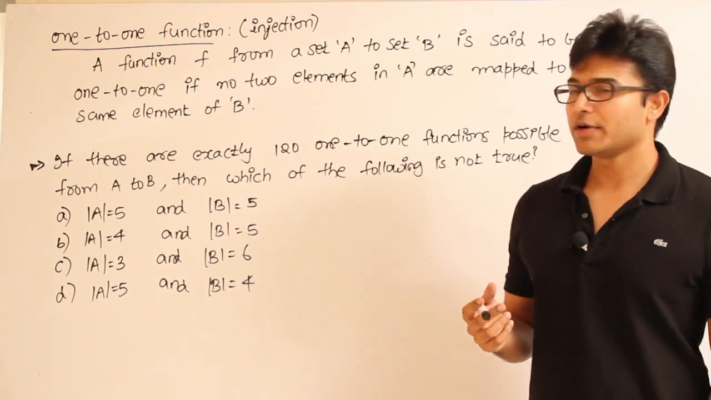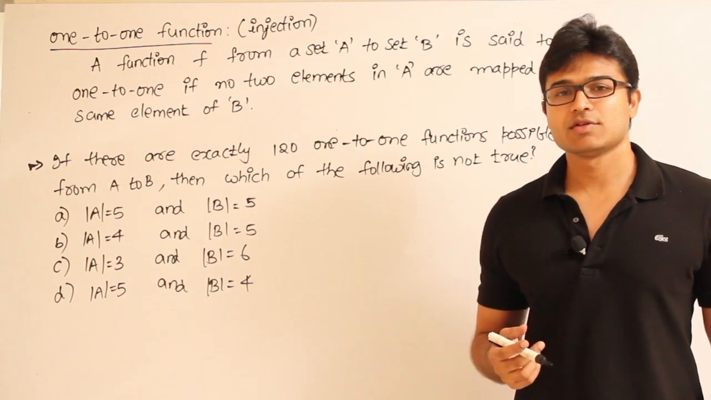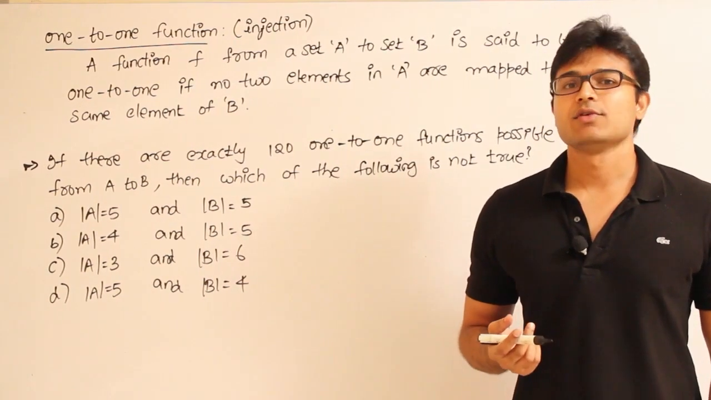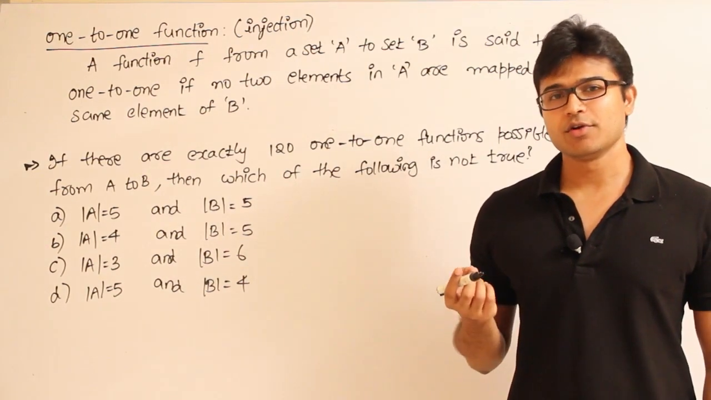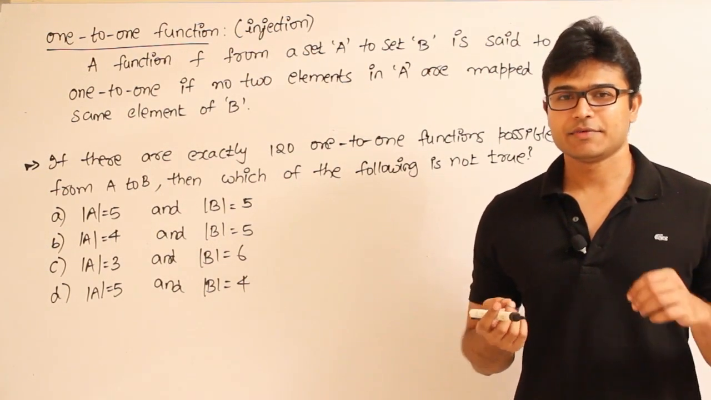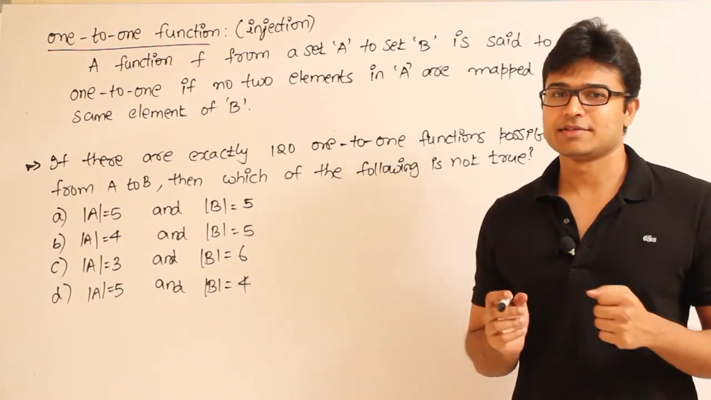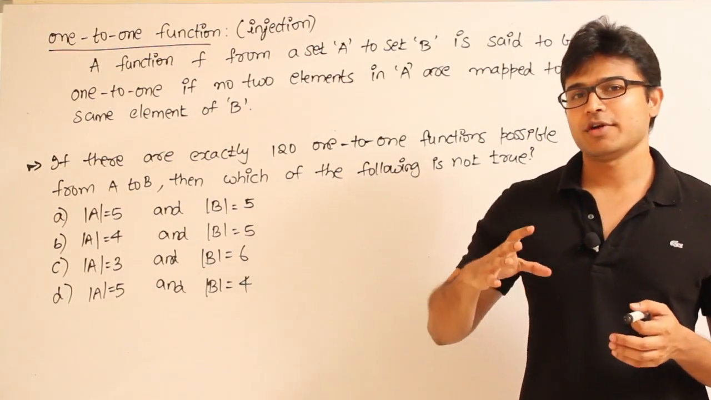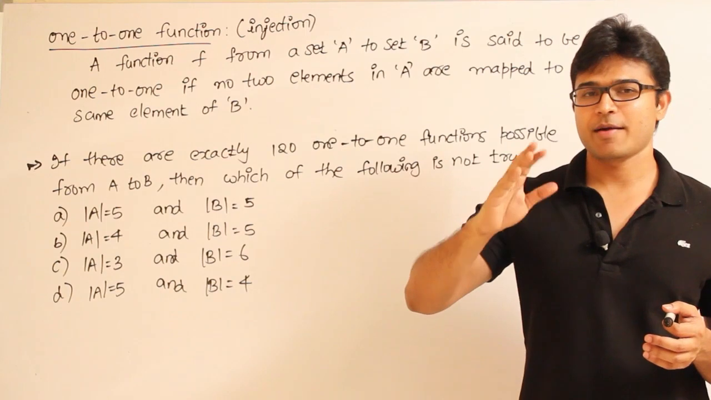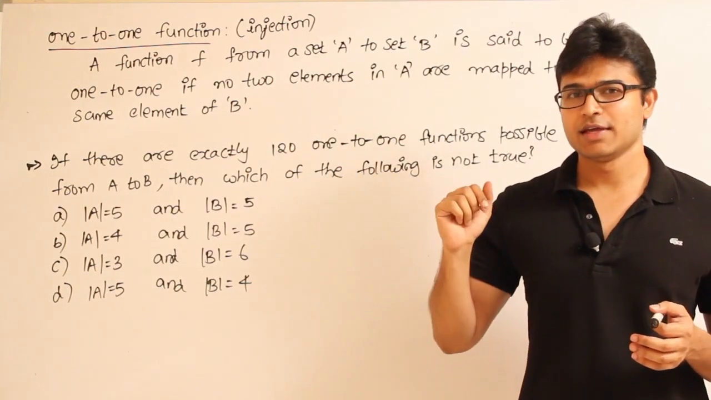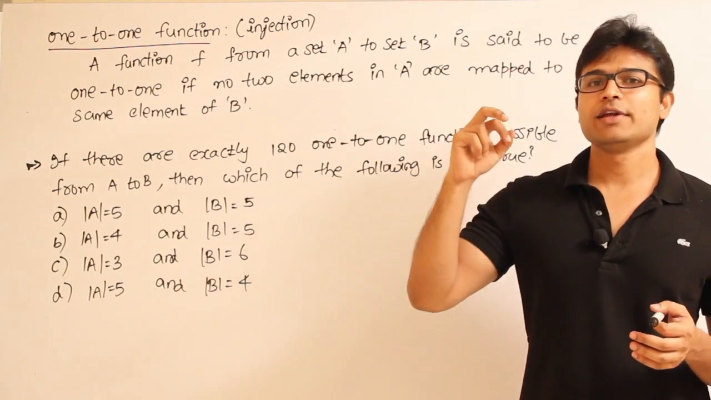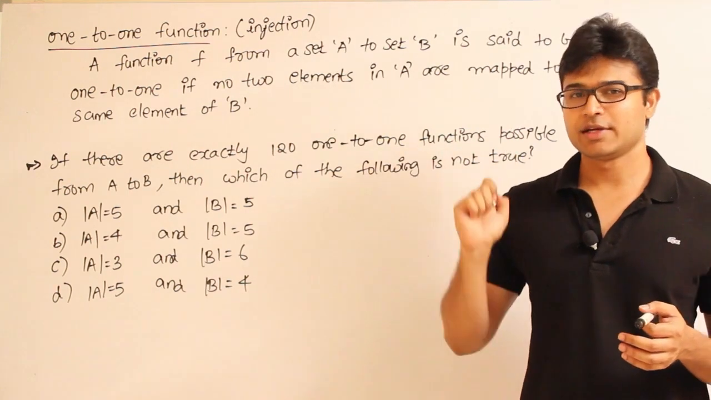Now there is a special type of function called a one-to-one function. It is also called an injection. So no two elements should have the same image, which means if you are going to map some elements from A to the elements of B, then you should see that no two elements of A should go to the same element in B.